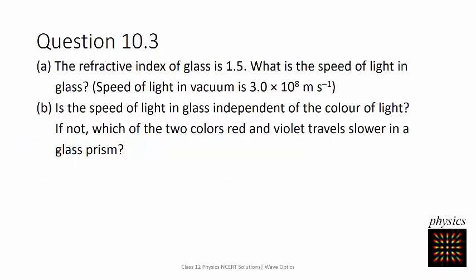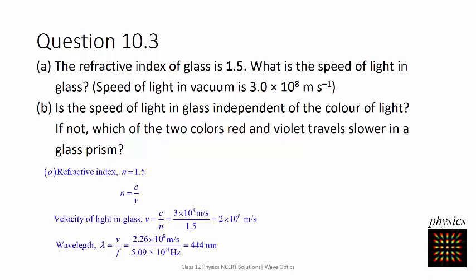10.3. The question asks you to find the speed of light, similar to question 1, and asks some qualitative questions. Is it independent of the color of light? If not, which of the two colors, red and violet, travels slower in a glass prism? So we calculate the velocity as we did before, and also the wavelength.